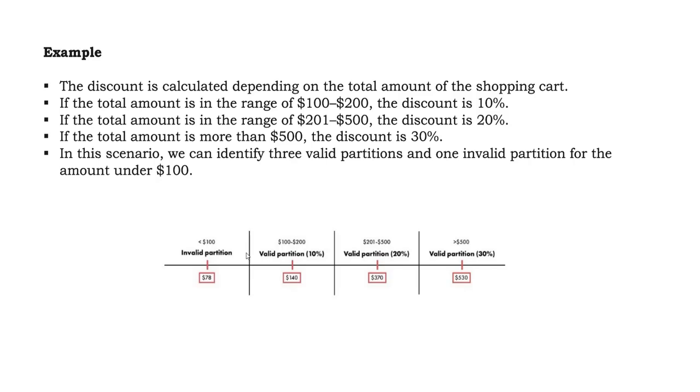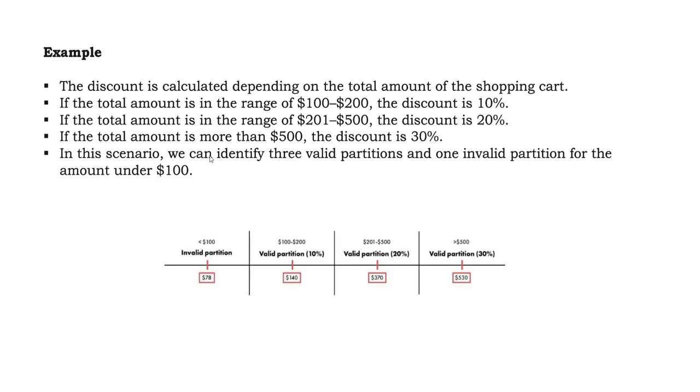So let's say the discount is calculated depending on the total amount of the shopping cart. Let's say there is an e-commerce application where the discount is calculated based on these values. If the amount ranges between 100 to 200, then 10% discount should get applied. Okay, total is above 200, like 201 to 500 dollars, then 20% discount should get applied. Okay, if it is more than $500, then the discount should be 30%.